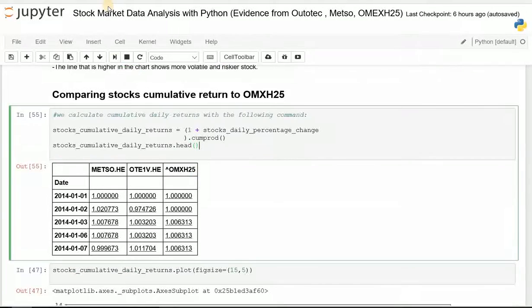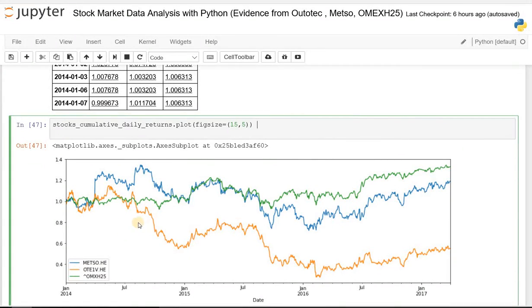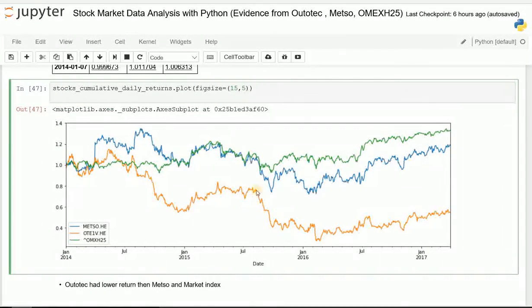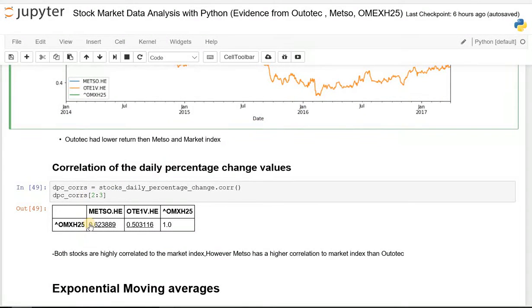Then I'm going to get my cumulative return. To get cumulative return, I can use this function, and I can plot this function as well. And I see during the last 2 years at least, my market index has had a higher return compared to the 2 other stocks. However, both of them have a high correlation with the market index. And in here also I could calculate the correlation, and I see Metso has a higher correlation compared to Outotec.